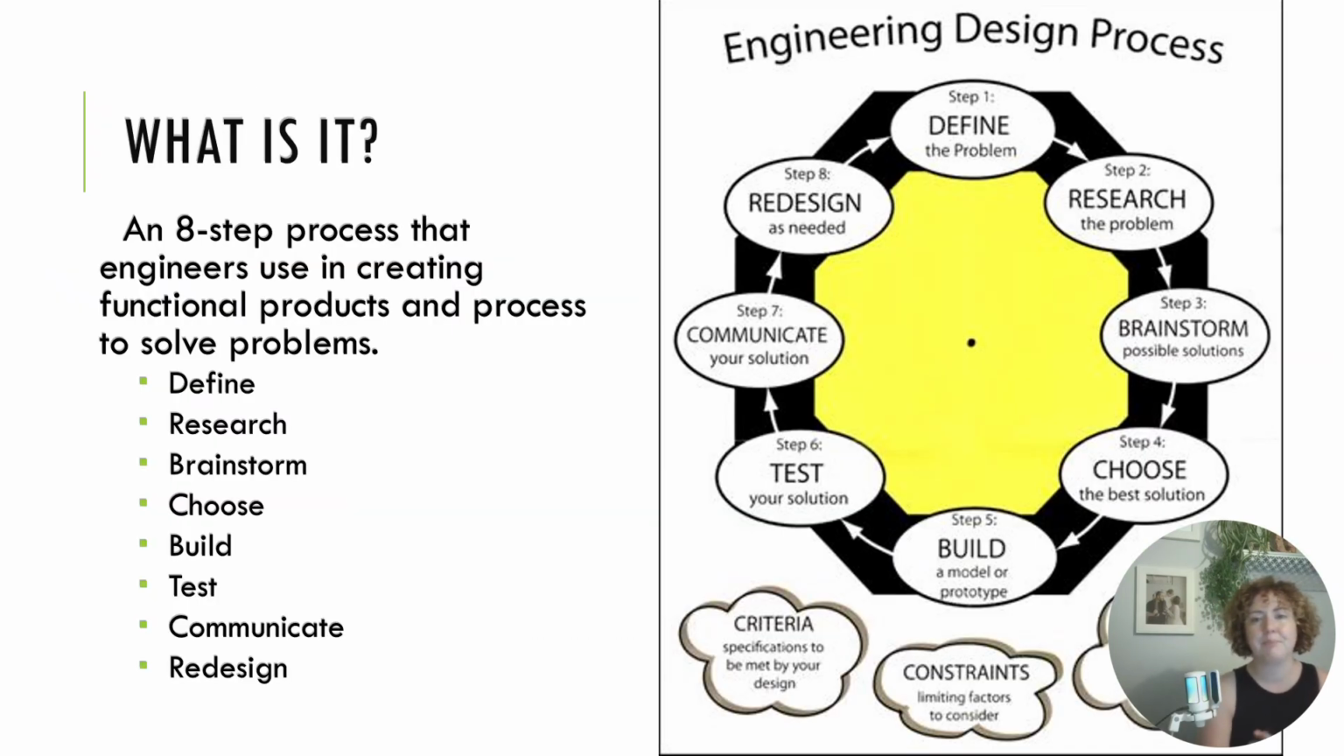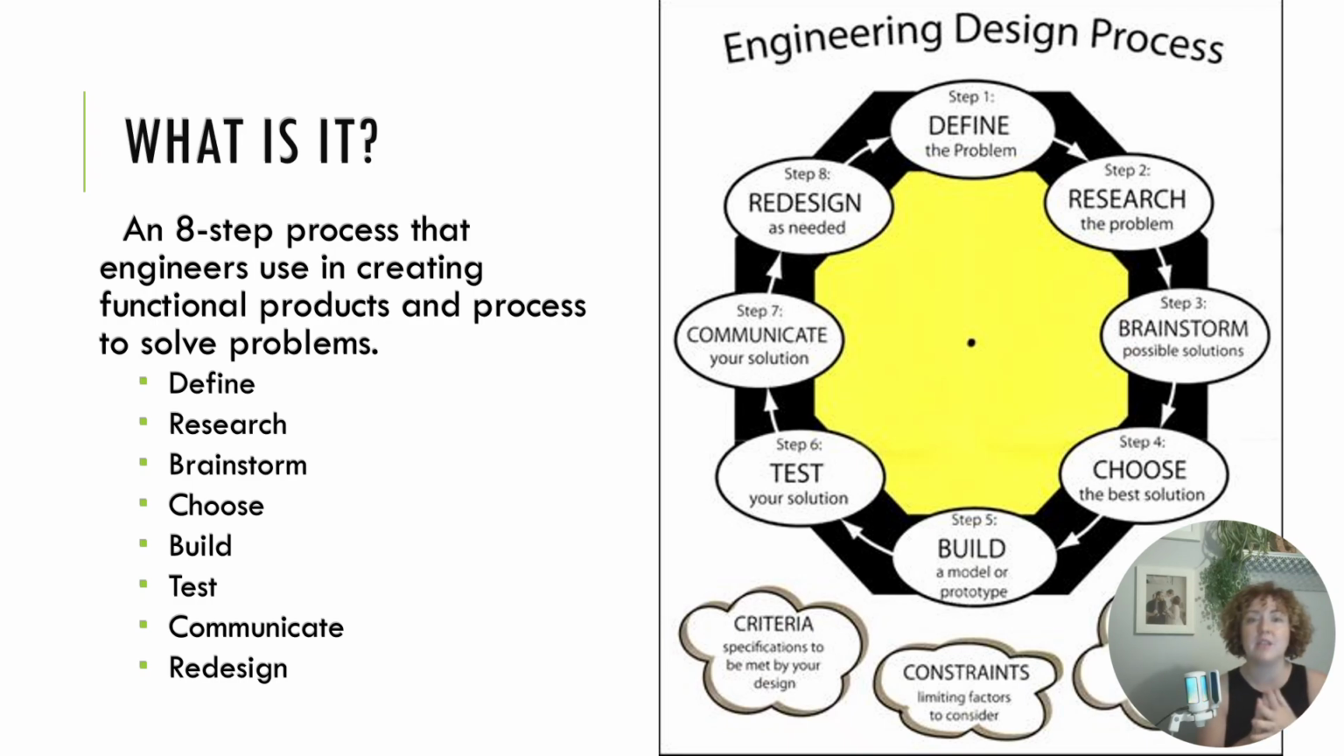So, what is it? The engineering design process is an 8-step process that engineers tend to use in creating functional products or processes to solve problems. This is probably the only content we're going to cover this year that you have covered in years past. This should have come up in 6th grade and for sure in 7th grade, and we're going to come back to this multiple times throughout this year.